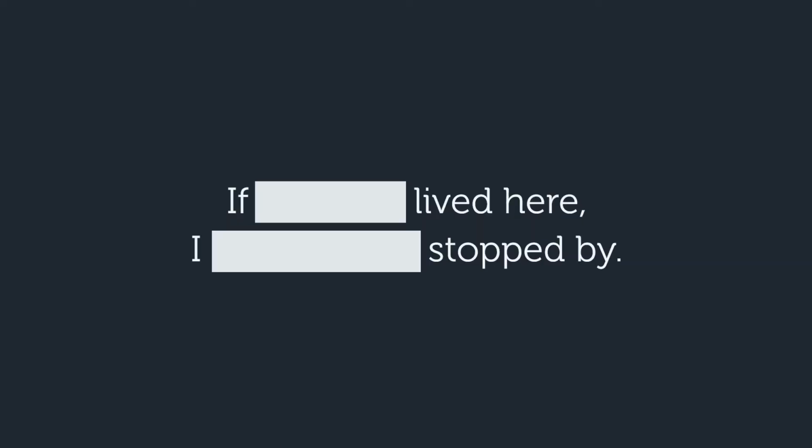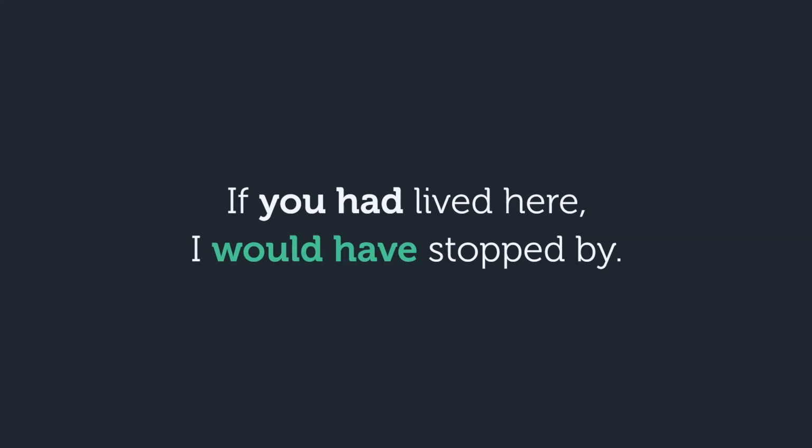On the other hand, what if your friend already decided to live in California and that no matter what, they will never live in New York? How would you change the sentence? If you had lived here, I would have stopped by. With this, we're saying that your friend's decision to live in California happened in the past and is final. We're now imagining what things would be like if they didn't make that decision.